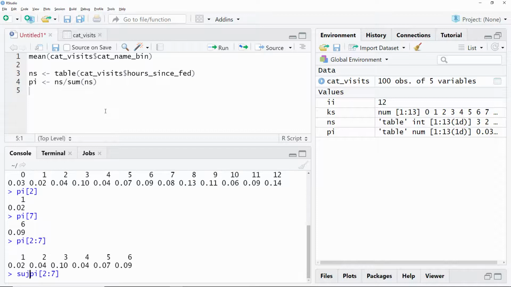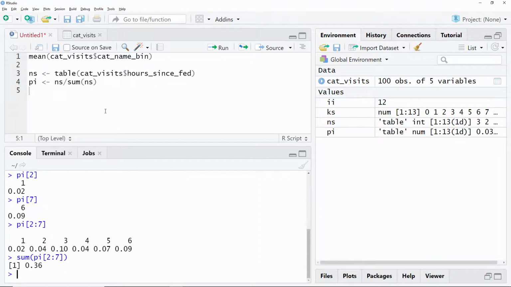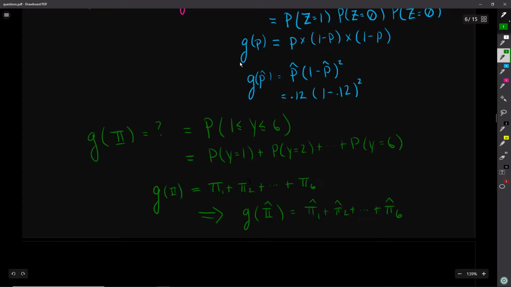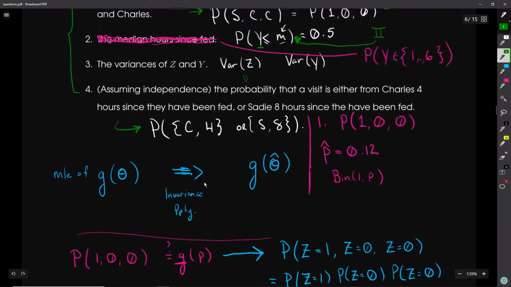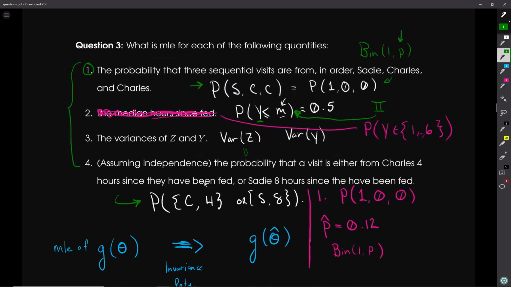And so all I need to do to find the MLE of this is to sum from pi 2 to 7, and that gives me 0.36. And so what this means is that the maximum likelihood estimate for the probability that y is between 1 and 6 is going to be equal to 0.36. Okay, so sorry about having to change that question last minute there, but I did not want to end up overly confusing anything. So what about number 3?